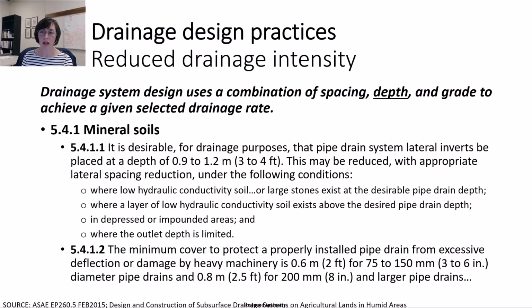Keep in mind, however, with shallow drainage, there are still minimum depths established for the placement of drain pipes to avoid crushing. If you're dealing with a 3 to 6 inch diameter drain pipe, you don't want to put it any closer than 2 feet or 24 inches from the soil surface. And if you have a slightly larger drainage diameter, 8 inch or up, you want to be at least 2.5 feet or 30 inches below the surface of the soil. That's based on the ASABE standard, the design and construction of subsurface drains for ag land in humid areas.